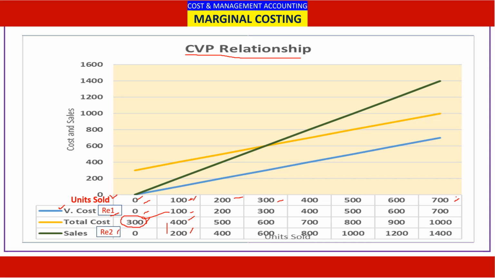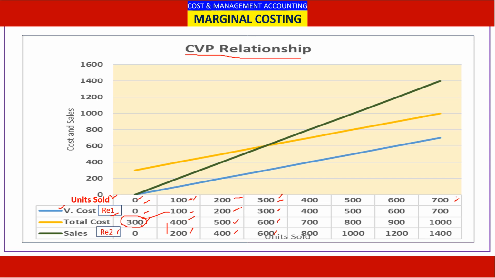In the third instance, 200 units produced, my cost is 200 variable, 300 fixed, therefore my total cost is 500. I am selling at rupees 2, 400, my cost is 500, sales price 400, I am making a loss of 100 rupees. I go to 300 units, I produce, it costs me 300, my fixed expenses 300, total becomes 600, I am selling at rupees 2, 600.